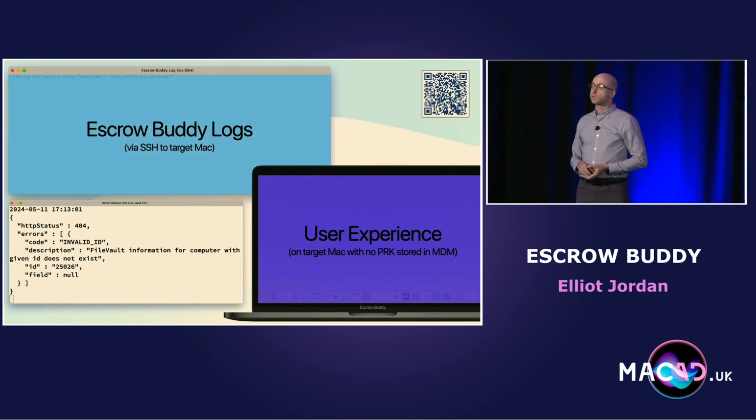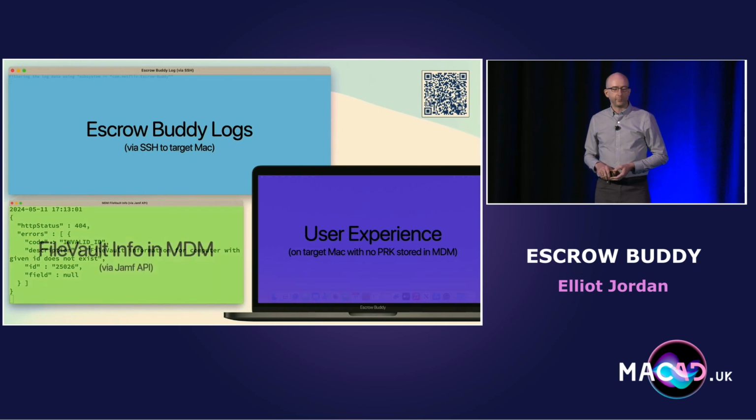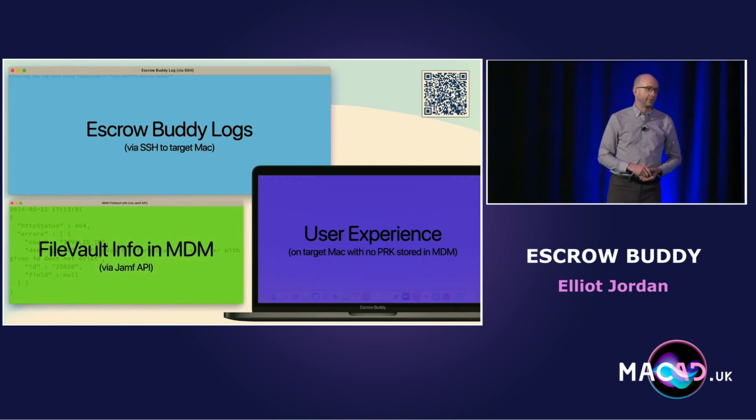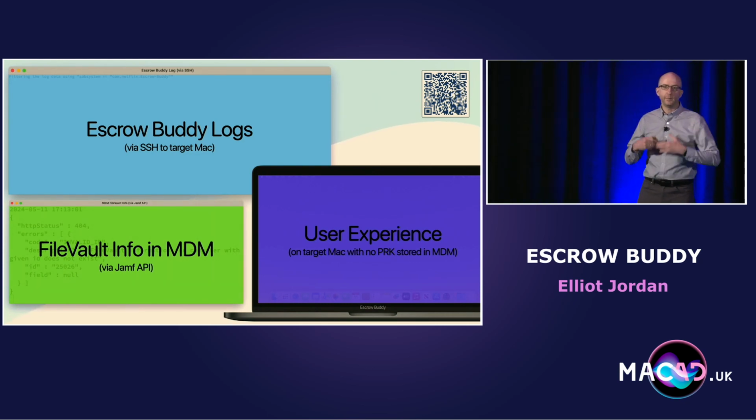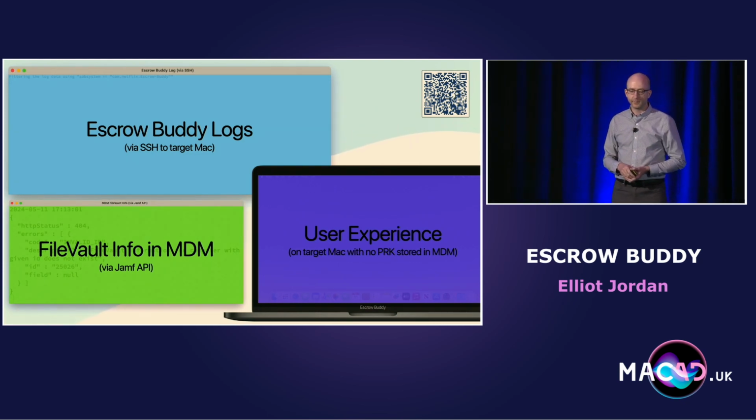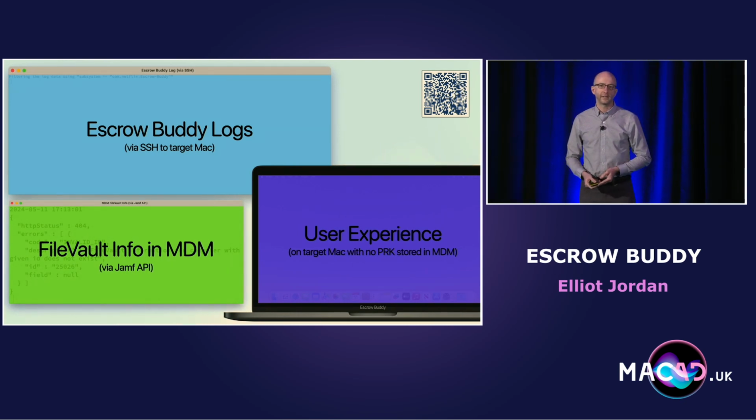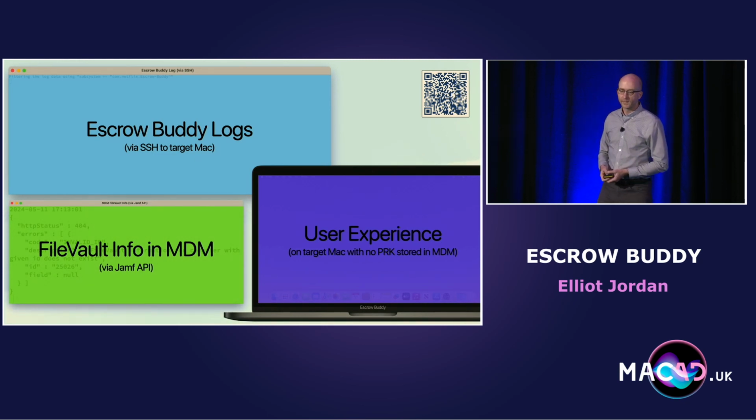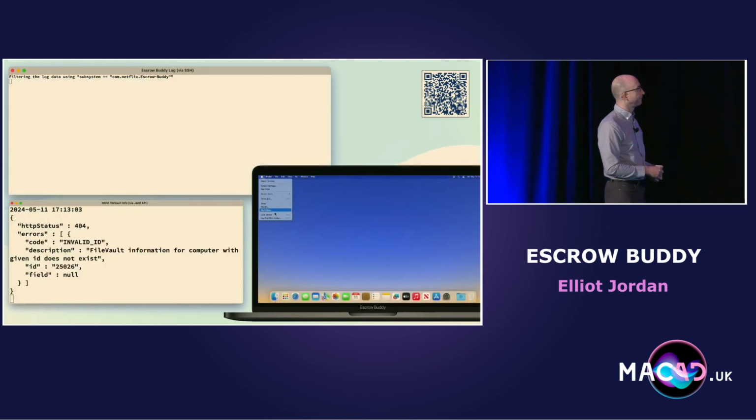Meanwhile, at the top, we're streaming the Escrow Buddy logs from that computer, and you'll be able to see what's happening in real time. We're doing that over SSH on the local connection. On the bottom, I've set up a looping API query to constantly ping our MDM and see what it knows about our FileVault key status. In this case, it's Jamf, but a lot of MDMs have similar APIs you can use for this.